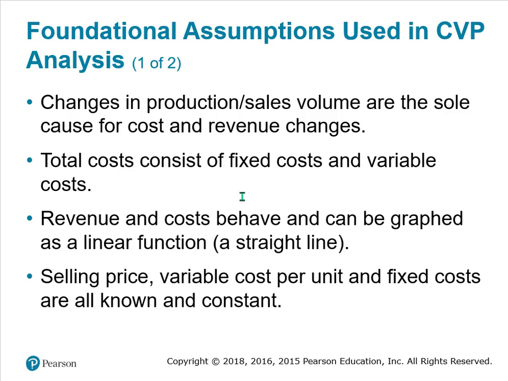So we're saying that changes in production or sales volume are the sole cause for cost and revenue, okay? And that's not the case. You could have changes in the economy. There are all kinds of things that can affect these costs. And that the total cost consists of fixed and variable costs. In other words, not curvilinear costs. Revenue and costs behave and can be graphed as a linear function in a straight line. And that all these costs are known and constant. And we're saying these are assumptions, but you can think of them as sort of limitations, all right? They're just things that you have to keep in mind if you're doing these analyses.